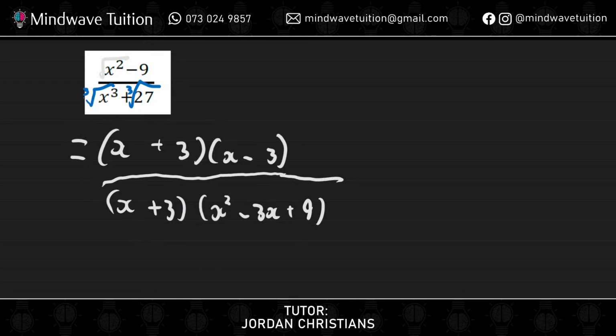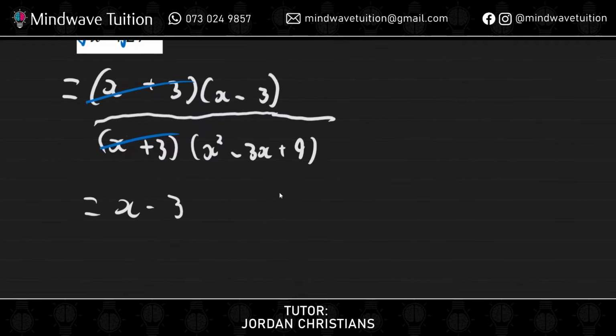So now we're doing this to make sure that we can cancel out correctly. And we can, because x plus 3 and x plus 3 are both entire brackets that we can cancel out, giving me the final answer of x minus 3 all over x squared minus 3x plus 9. And I chose this one in particular because this is your final answer.